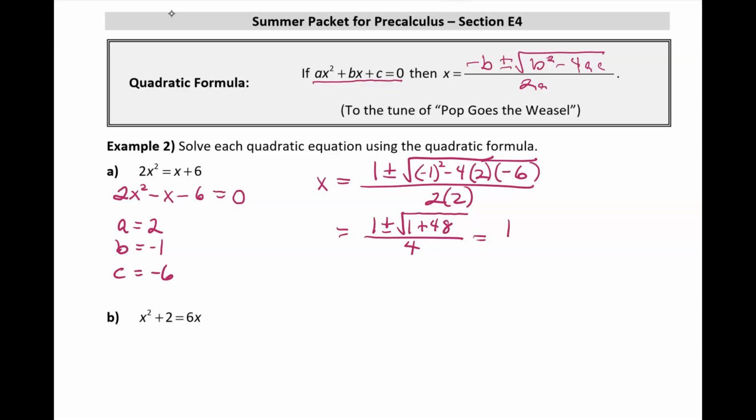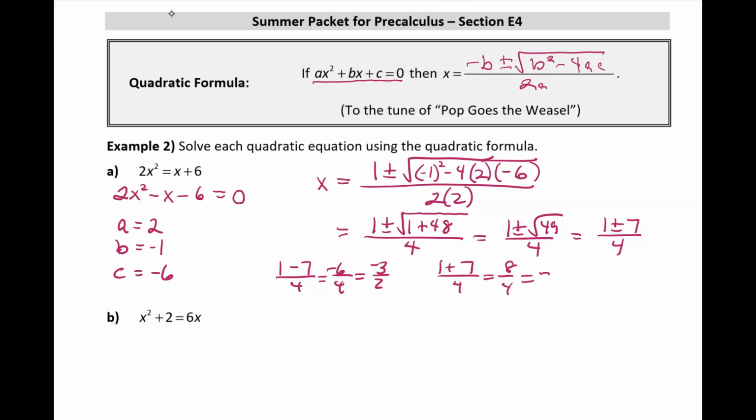Okay, so now we have 1 plus or minus the square root of 49 over 4, or 1 plus or minus 7 over 4. 1 minus 7 over 4 is negative 6 over 4, which reduces to negative 3/2. 1 plus 7 over 4 is 8 over 4, which is 2. So our solution set has two rational solutions, negative 3/2 and 2.